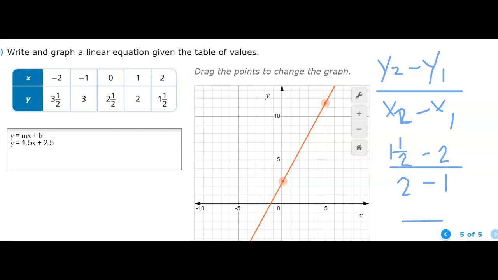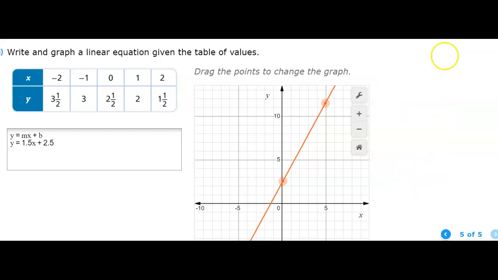So this would be 1 still, and it'll still be 1.5 as the answer, but it's going to be negative 1.5 because this 1.5 is smaller than this 2 here, so it's going to be negative. So my answer over here would be negative 1.5. So that changes my graph.